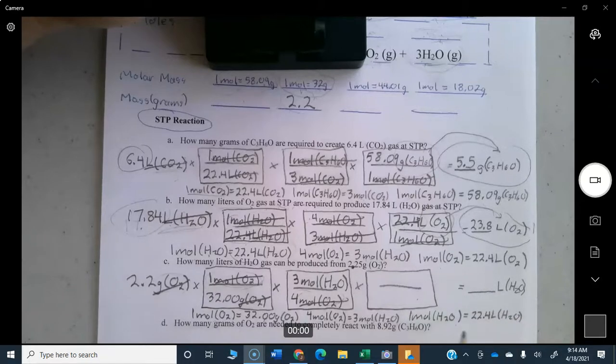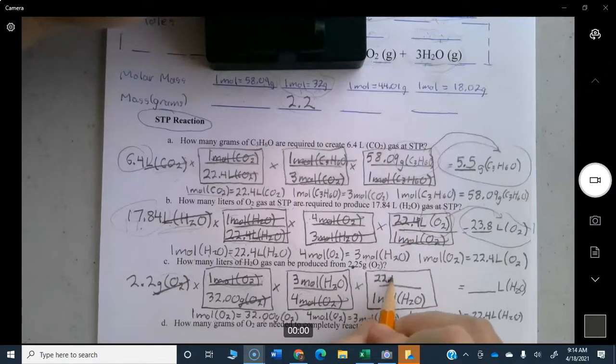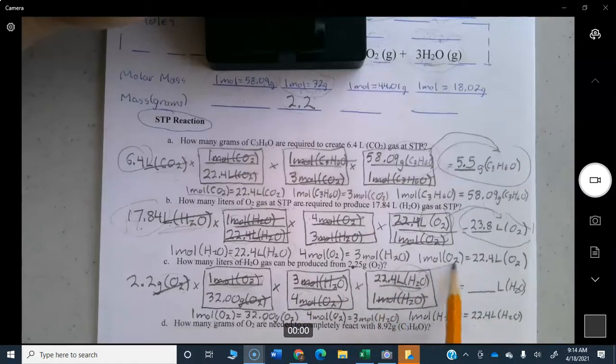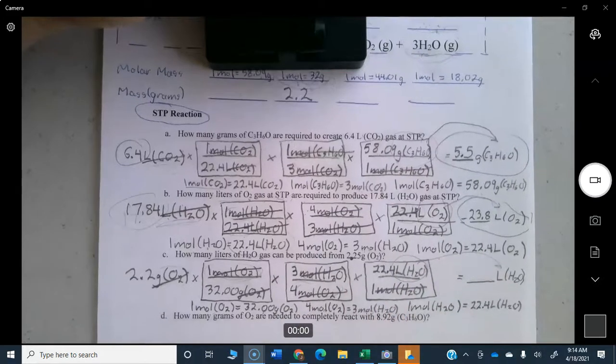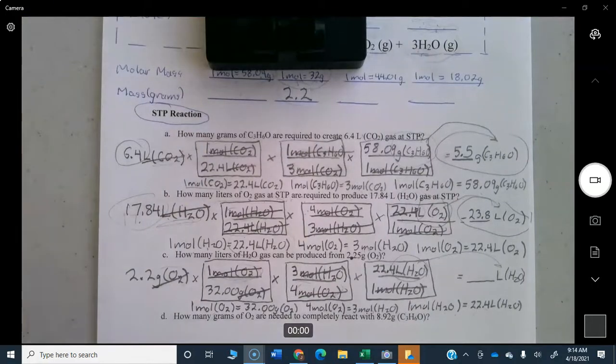Okay, which one goes on the bottom? It has to be the same one as this one right here. Okay, so moles of H2O cancels with moles of H2O. You end up with liters of H2O for your final answer. So we're going to multiply everything on the top and divide by everything on the bottom.